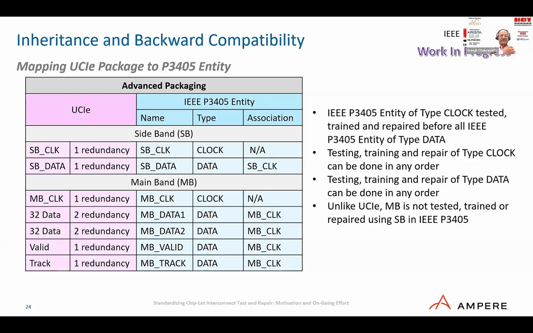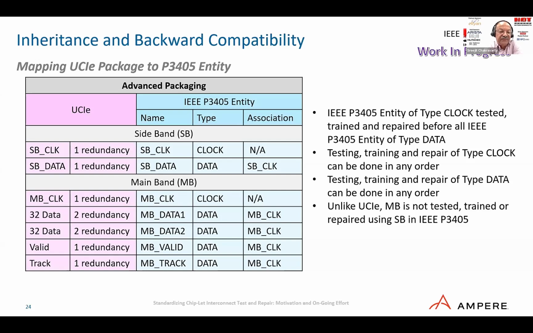Okay, I think this will help us understand, as many of you understand UCIe. I've given you an example of the advanced package. So if you look at the left-hand side, drawn in pink, UCIe has a class and advanced packaging. This is another name for what I am calling a cluster. Okay, it has a sideband and a main band component, right? And the sideband has a sideband clock with one redundancy. Sideband has a serial data with one redundancy. And similarly for the main band, we have clock with one redundancy. Then we have 32 data with two redundancy and so on, right?